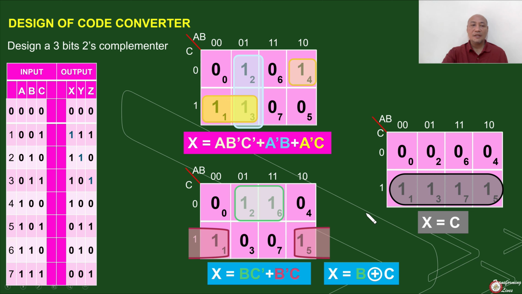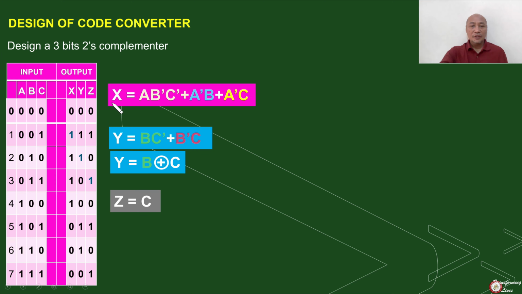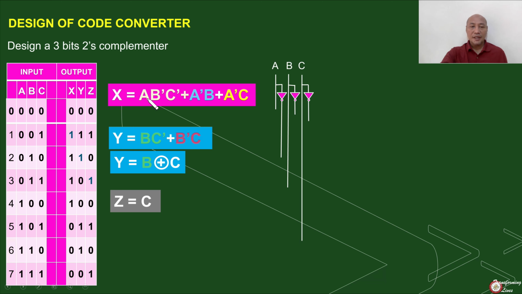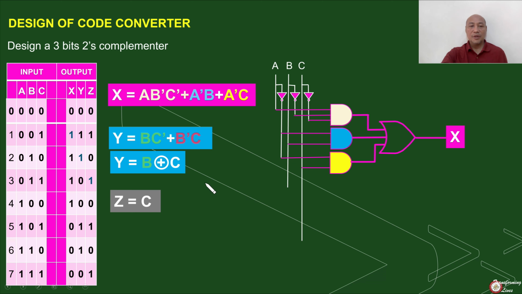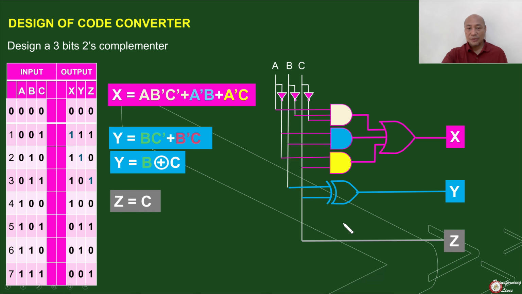Let's try to implement these 3 equations now for us to be able to get the circuit for a 3-bit 2's complementer. We have 3 inputs. We have for X, A, B prime, C prime. Then we have A prime, B. Then we have A prime, C. These 3 are ORed together, produce X. Then we have Y is equal to B XOR C. B XORed with C is equal to Y, and Z is equal to C. We can use, however, here a buffer for us to implement Z.